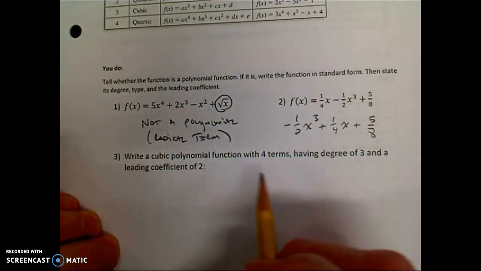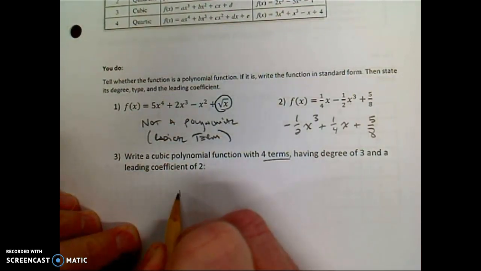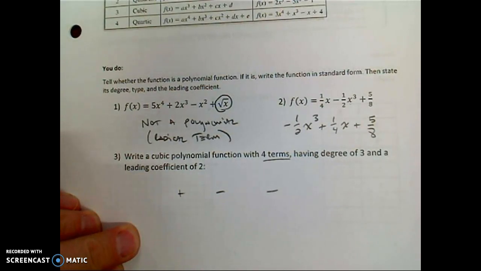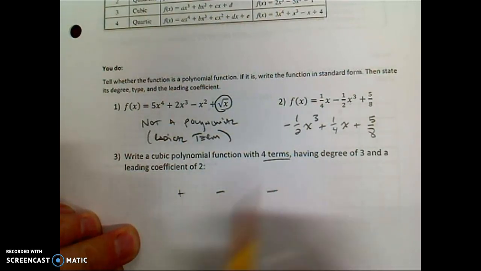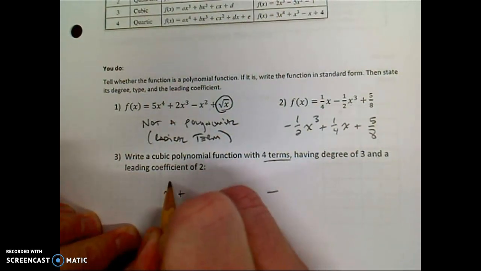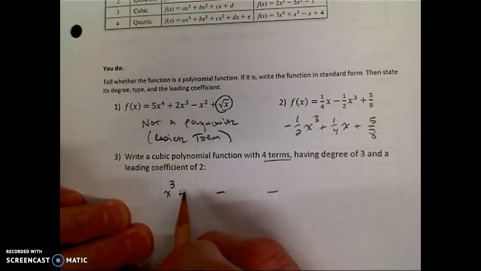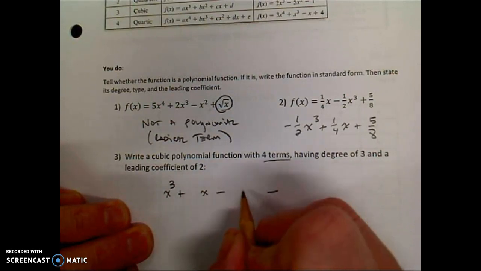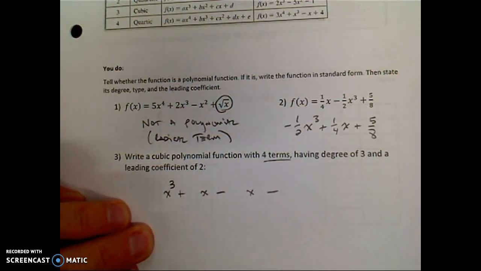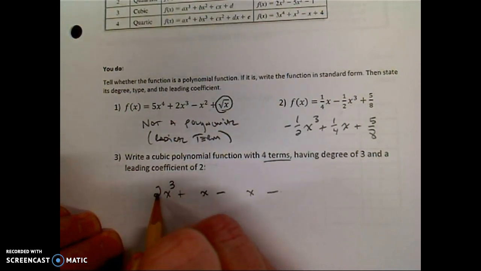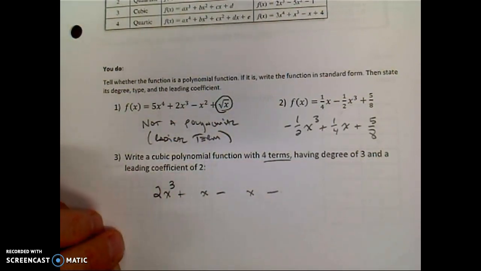So if we did do an example, 4 terms, so I know there's going to be something plus something, plus something minus something. Okay, the degree is 3, so its highest degree term is going to be x to the third. And then remember, the degrees are going to descend from there. So my next is going to be something x squared, and then something x, and then a constant. Leading coefficient is 2. So remember, the leading coefficient goes out front.